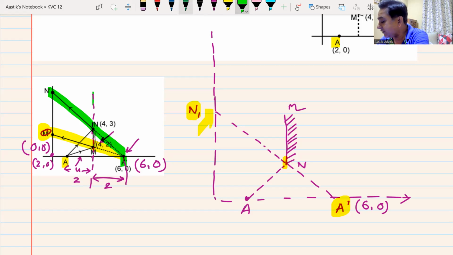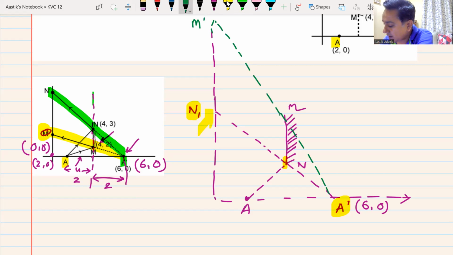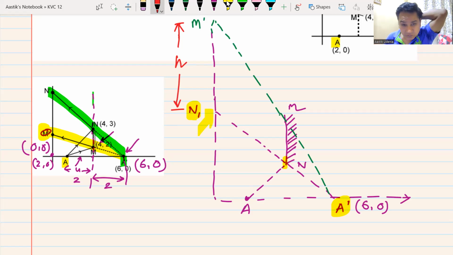So I draw the green ray. I start from this point. And then I see where this is striking the mirror, striking the y-axis. So this will be my M dash. And I just need to find out how much is this distance. Let me call this distance H. I just need to find out this H, and that will be my field of view. Are you getting my point? Yes or no? Is everyone getting my point?